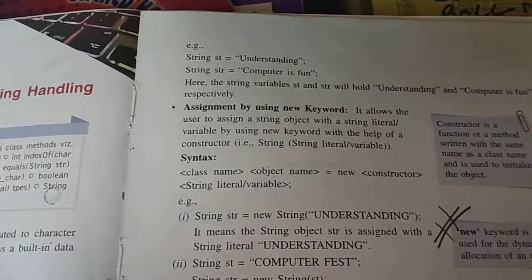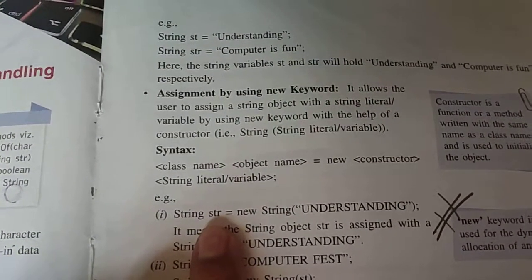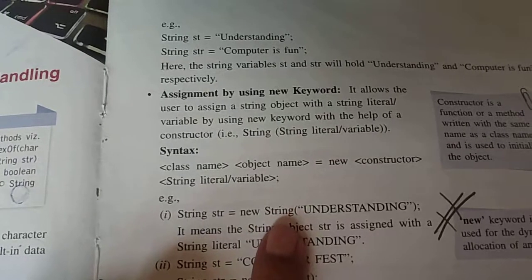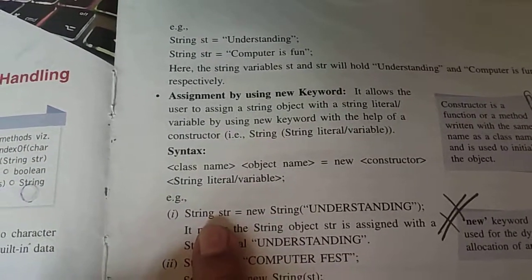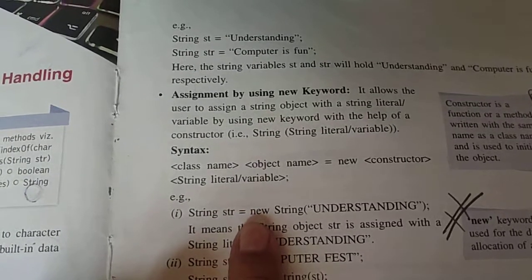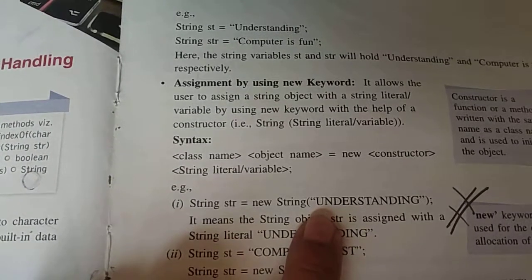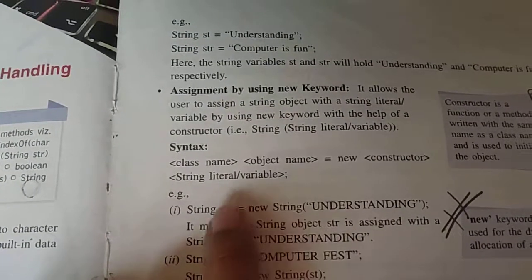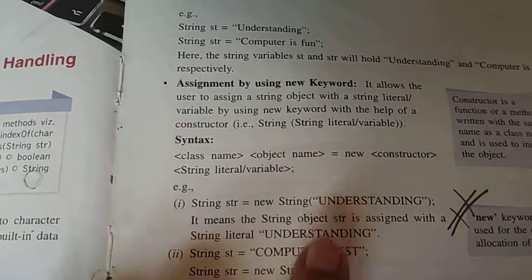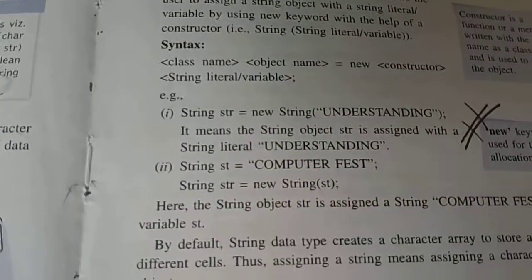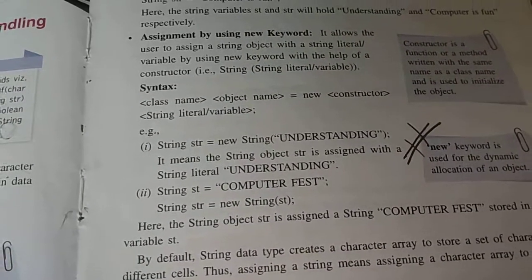So in the example, you can clearly understand: string str, this is the variable name, equals new string. Okay, the object str is created through the new operator, and within the brackets we pass the value to the object. The value is understanding, and the object named str will have the value understanding. And you can pass the variable also instead of the value.